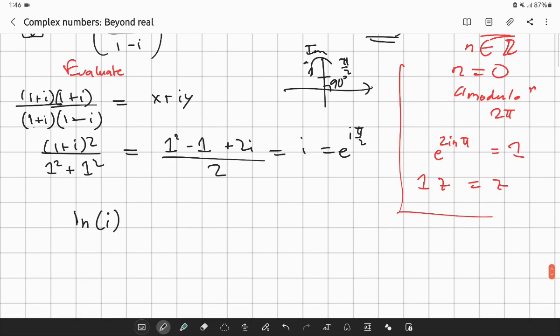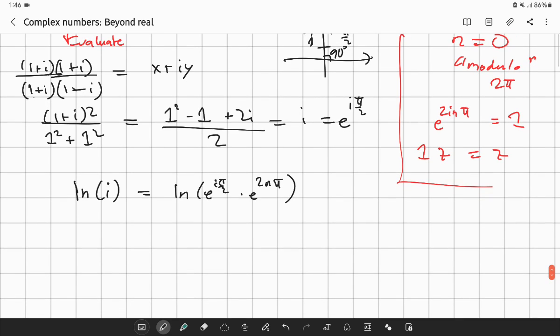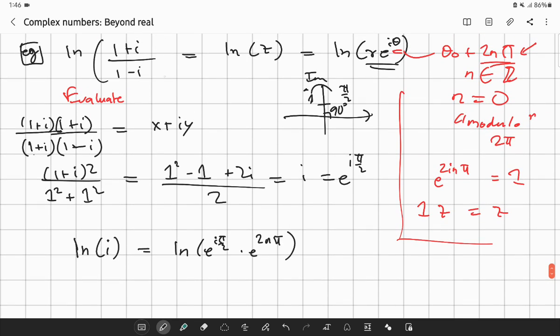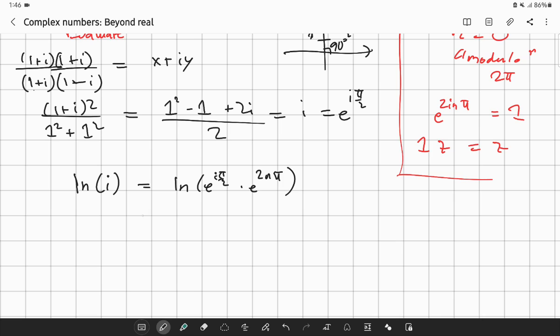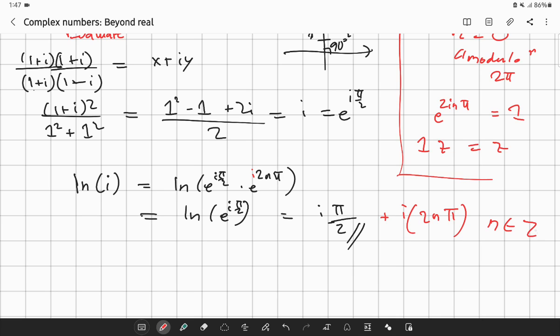Okay, so I have ln of i, which is ln of e raised to i pi over 2 times e raised to 2 n pi, remember. Since I just need one value here, I'm safe to take n equals 0. So in this case, ln i is simply ln e raised to i pi over 2, which is i pi over 2. As simple as that. If you included 2n pi as well, what would you have gotten? You would have gotten i pi over 2 plus i 2n pi, where n belongs to an integer.